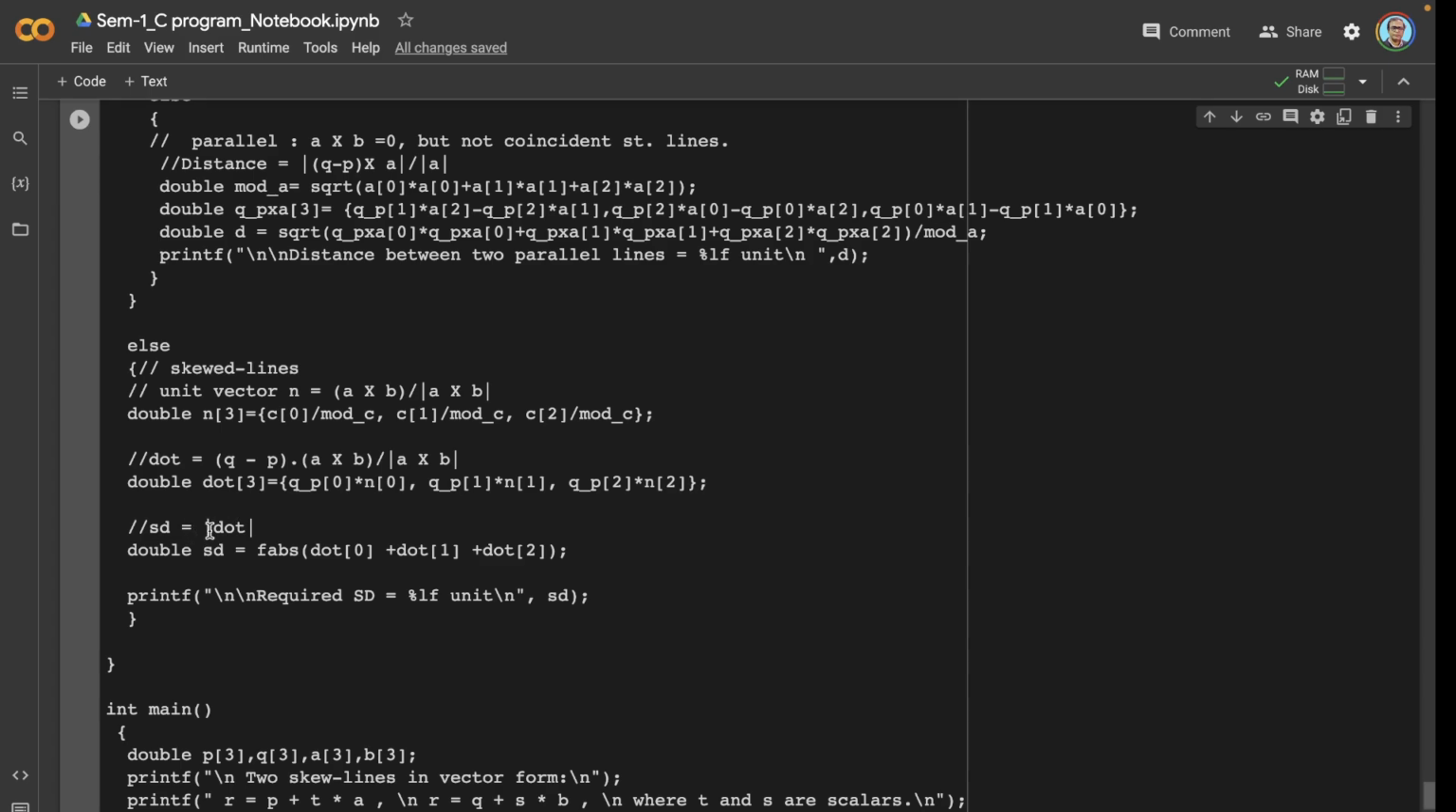So with the magnitude, modulus of dot product is the absolute value of this dot product. Component of this square, dot 0 plus dot 1 plus dot 2, because short distance is the SD equals to SD.